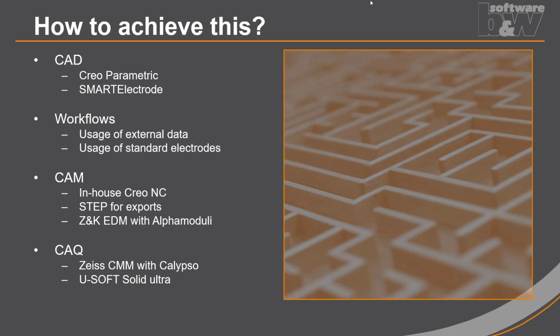In the CAM department, for in-house milling, they use Creo NC and they use STEP export if they have to give the data outside for manufacturing. In the EDM area, they have Zimmer and Kreim and use Alpha Moduli, the software for the whole data management. And for the computer-aided quality measuring, they have maybe a Zeiss CMM with Calypso or something from Hexagon or whatever. The idea is to use the Zimmer and Kreim Alpha Moduli interface as the main point to pass the data to the subsequent steps of the process.